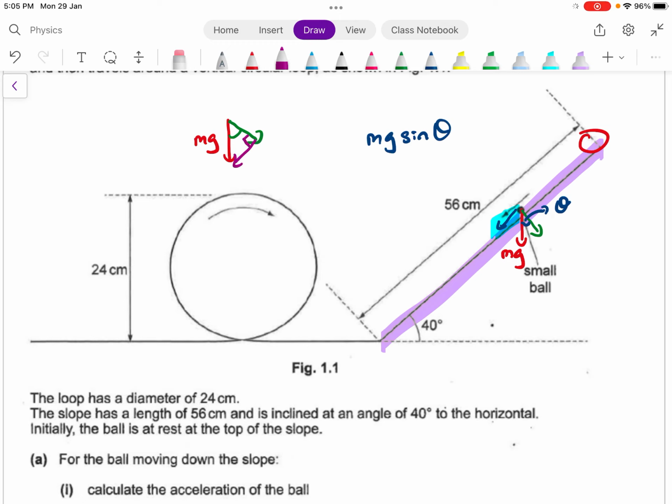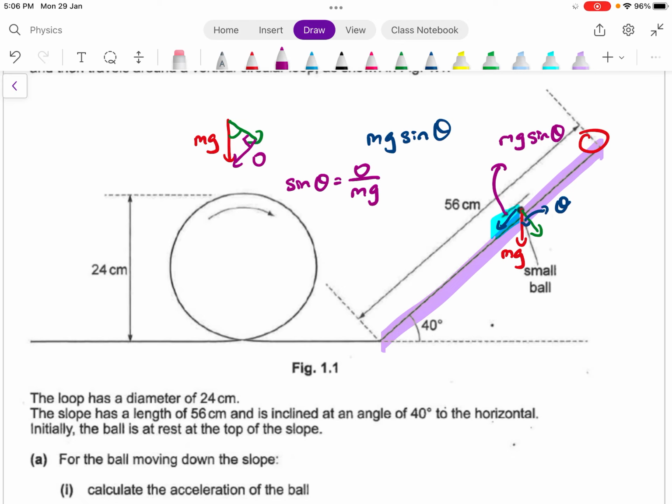Obviously you can see that this is opposite, so you just use sine theta equals opposite divided by hypotenuse. So the opposite is just mg sine theta. This mg sine theta force is causing the ball to accelerate downwards.